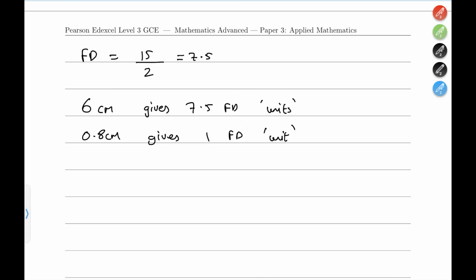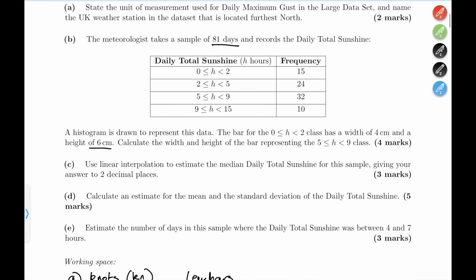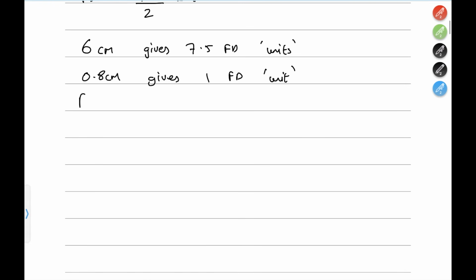Okay, so now let's think, what is the frequency density of the 5 to 9 bar? We're going to do 32 divided by 4. So for 5 to 9, frequency density is equal to 32 divided by 4, which is equal to 8.